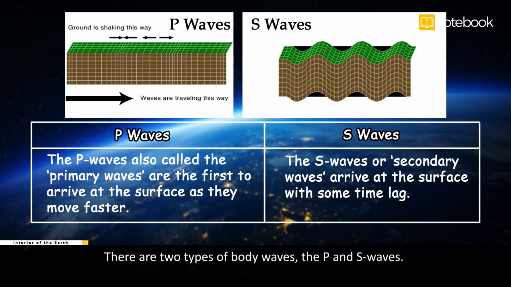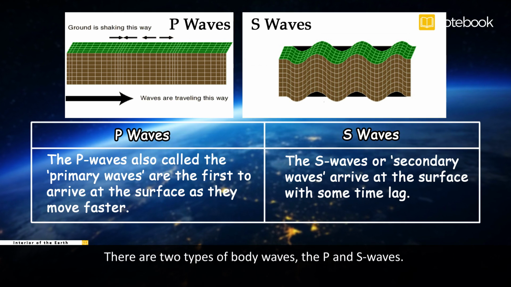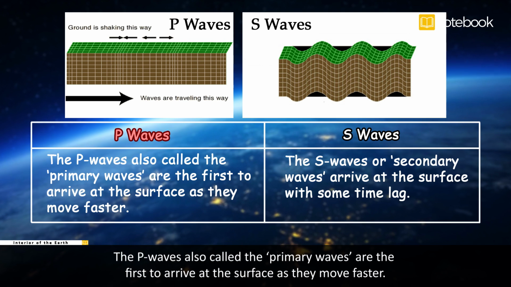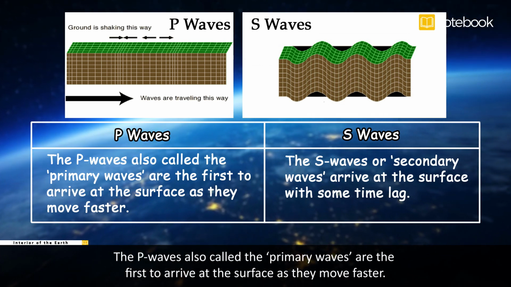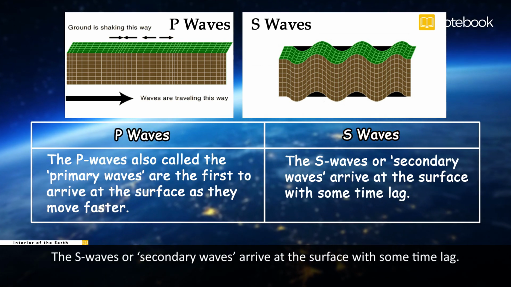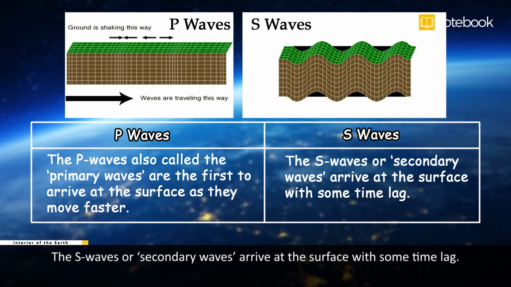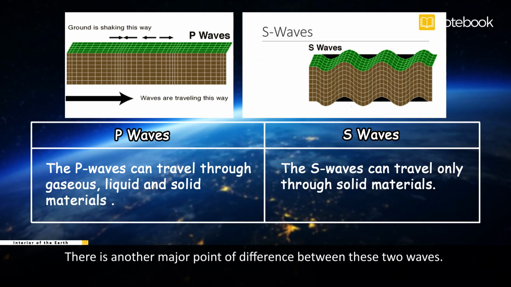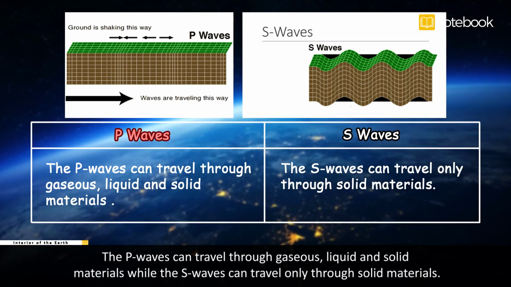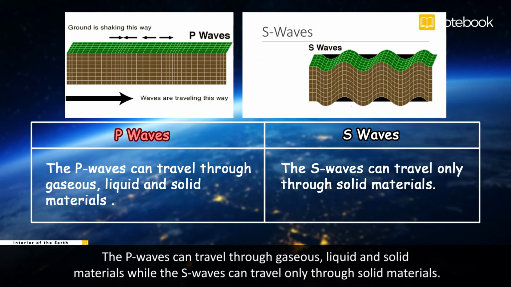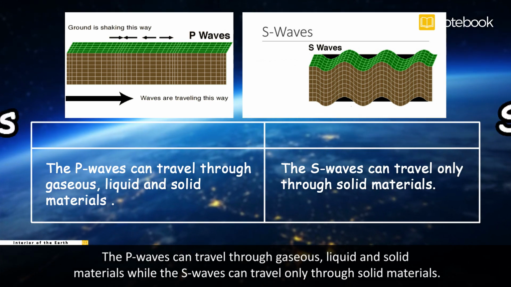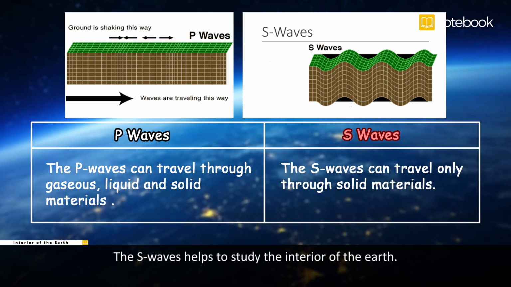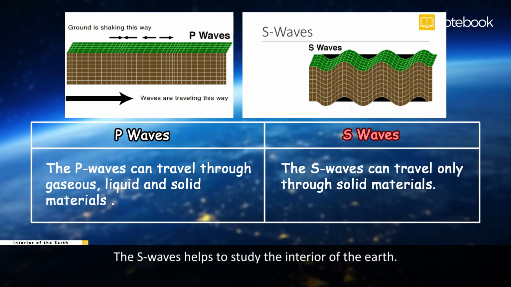There are two types of body waves, the P and S waves. The P waves, also called the primary waves, are the first to arrive at the surface as they move faster. The S waves, or secondary waves, arrive at the surface with some time lag. There is another major point of difference between these two waves. The P waves can travel through gaseous, liquid, and solid materials, while the S waves can travel only through solid materials. The S waves help to study the interior of the earth.